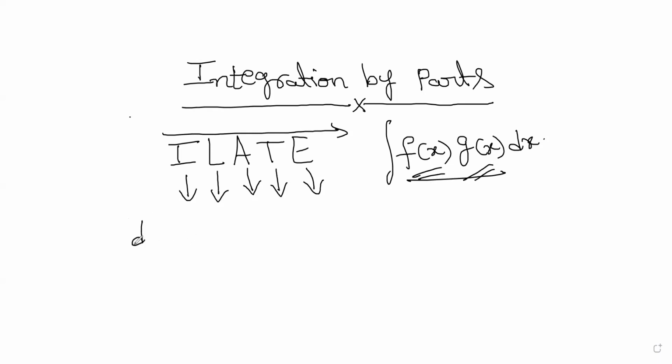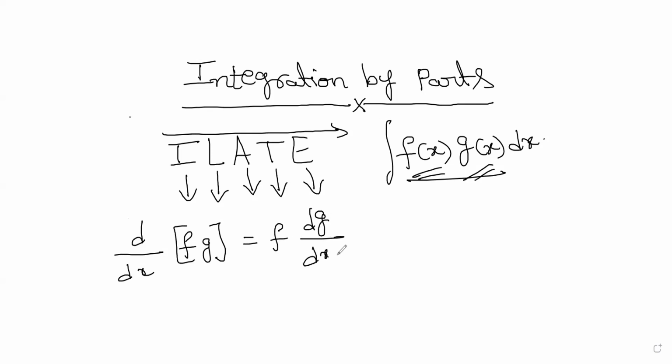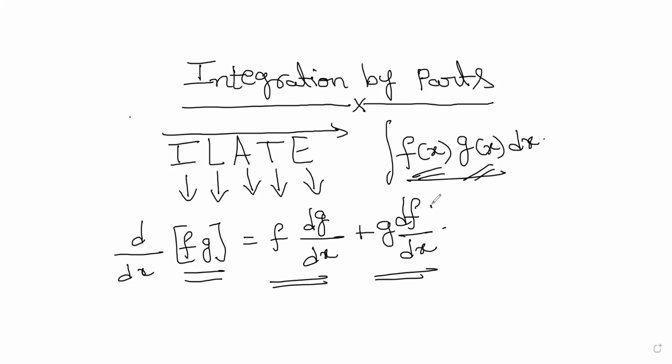Normally for the derivative, you have d by dx of f into g, which is nothing but f into dg by dx plus g into df by dx. You know this very well. This is for the derivative, and it works, but for the integral it doesn't work like this. The integral is a bit different, but more or less the formula turns out to be like this.